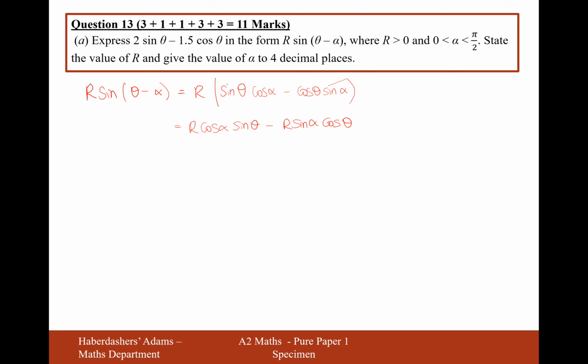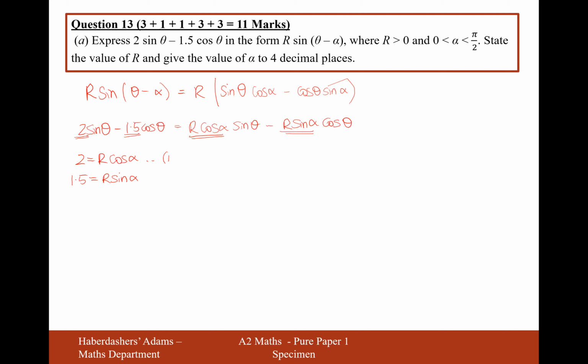Okay, so now let's compare with what we're trying to show this is equal to. We're trying to show that this is equal to 2 sine theta minus 1.5 cos theta. So we can clearly see that the thing in front of the sine theta is 2, or on the other side it's r cos alpha. So therefore 2 must equal r cos alpha. And the thing in front of the cos theta is r sine alpha, so 1.5 must be r sine alpha.